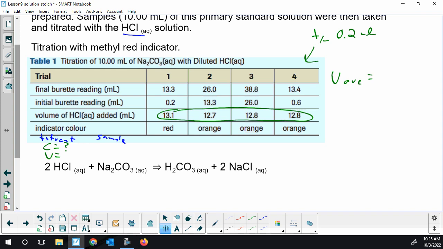So is that more than 0.2 mils from the next closest, which would be 12.8? And yes, it is. That trial is too far away from the other trials.